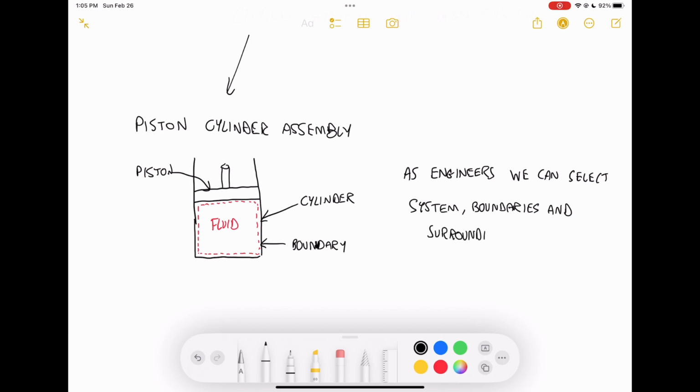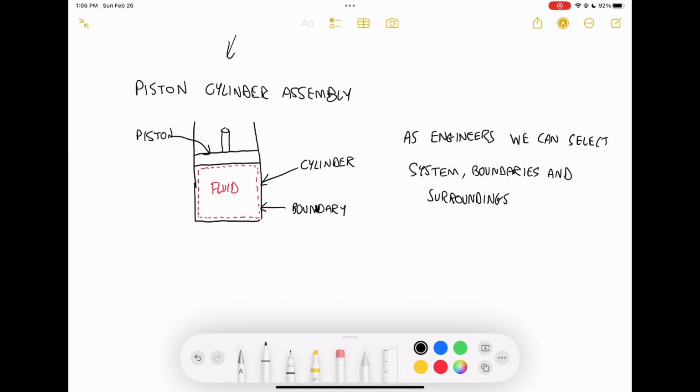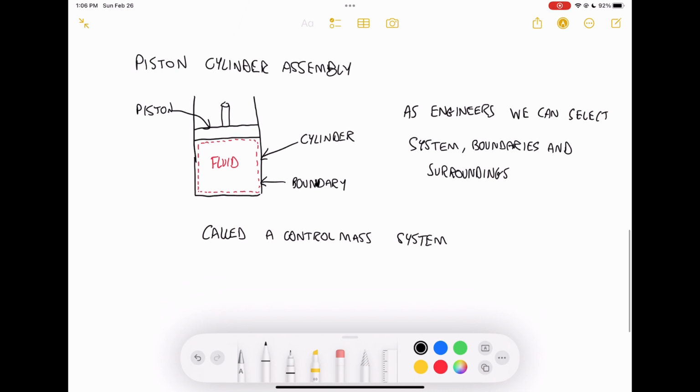If you think about it, this is an example of a closed system because the mass is fixed inside the piston cylinder. You can't take mass in or out of the system. This is called a control mass system as well. We're just going to highlight now the system in yellow, the boundaries in red, and the surroundings in green, so that you have an idea of where to go.